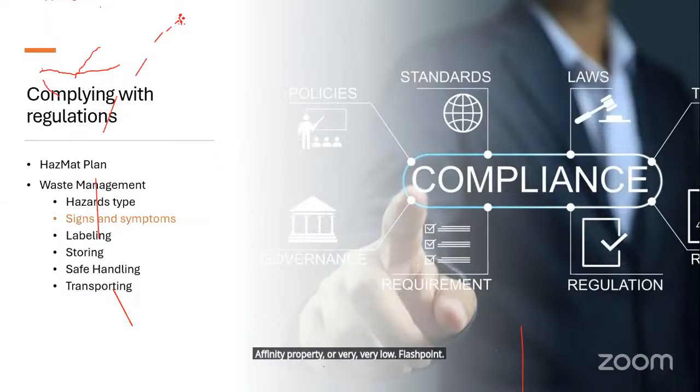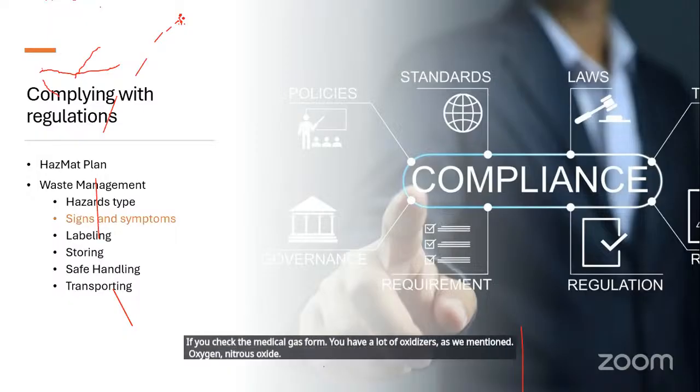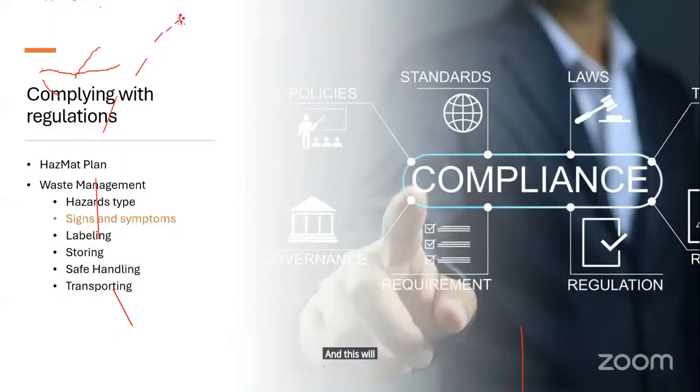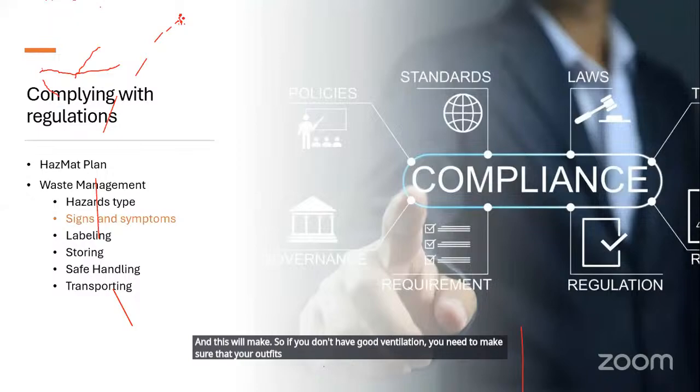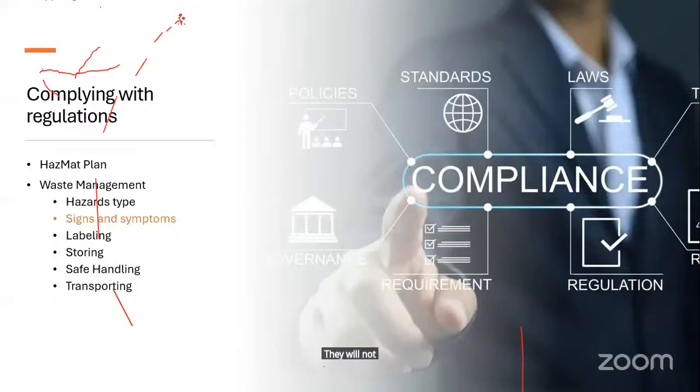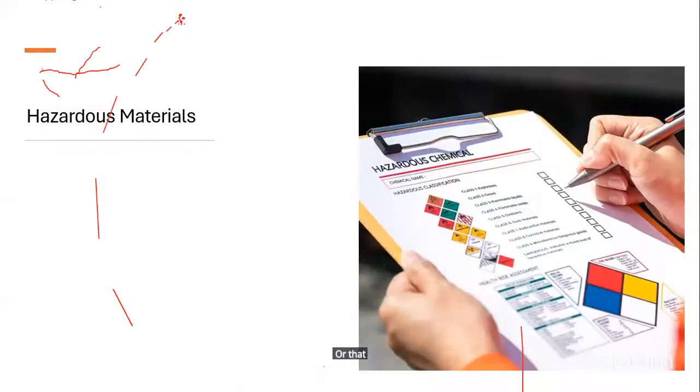And this is a common mistake we also see during surveys. If you check the medical gas room, you have a lot of oxidizers, as we mentioned, oxygen, nitrous oxide, and so on. If you have a small spark, that means you started a fire. So if you don't have good ventilation, always make sure the outlets, the plugs or switches are explosion proof. That means they're sealed. They will not allow spark to leave that area or that plug.